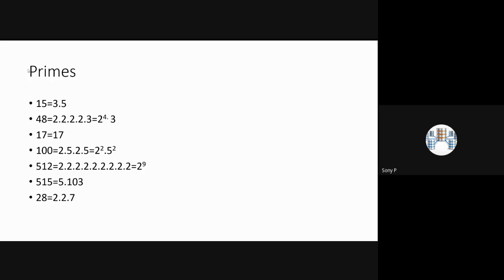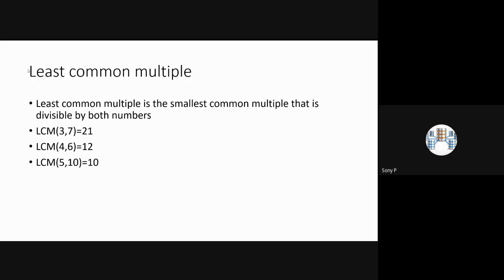Then the number 17. 17 itself is a prime number, so we can write it as 1 into 17. Then 100. We can write 100 as 10 into 10. That means 2 into 5 into 2 into 5. That means 2 square into 5 square. So again it's the product of primes. Then 512 can be written as 2 raised to 9, that we know. 15 can be written as 3 into 5. The 28 can be written as 2 into 2 into 7.